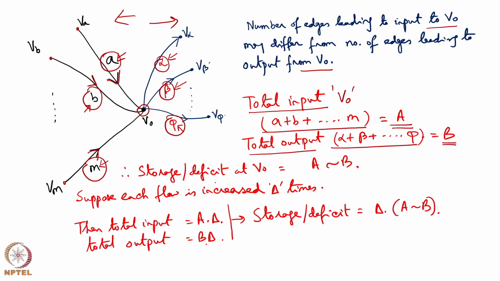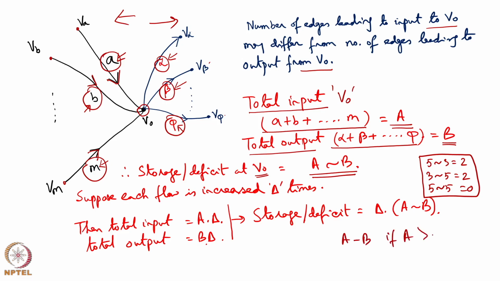Now, the storage or deficit at V0 will be A minus B or B minus A. This symbol means bigger minus smaller. For example, I can write 5, 3 equal to 2, also 3 and 5 is equal to 2, and I can write 5, 5 is equal to 0. So, this symbol means A minus B if A is more than B, and B minus A if A is less than B. If some storage is happening in V0, that means A is more than B, and if deficit is happening, then A is less than B.